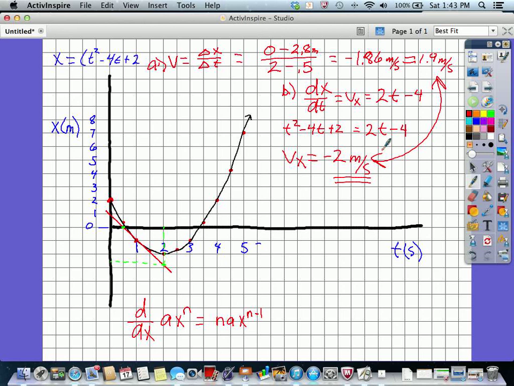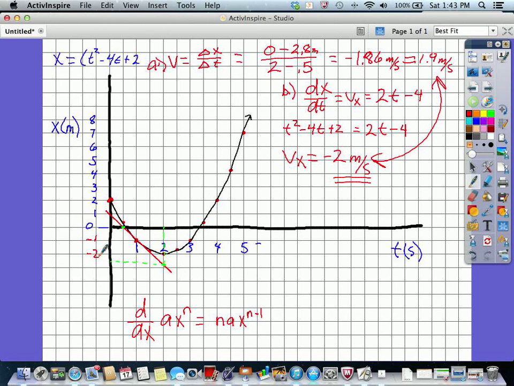So if we come over here, at 2 seconds is where it's changing, and that happens to be minus 2 because this is minus 1, minus 2. So x equals minus 2, and 2 seconds is that turning point.